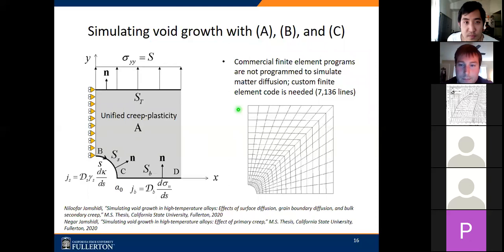What about your computational cost? Did you have to run this on like a supercomputer? Good question. Yeah, we didn't need a supercomputer for this particular simulation. We were using just regular Dell desktops in my lab here at Cal State Fullerton. Yeah, Dr. Tran's research is much more computationally expensive than mine is.